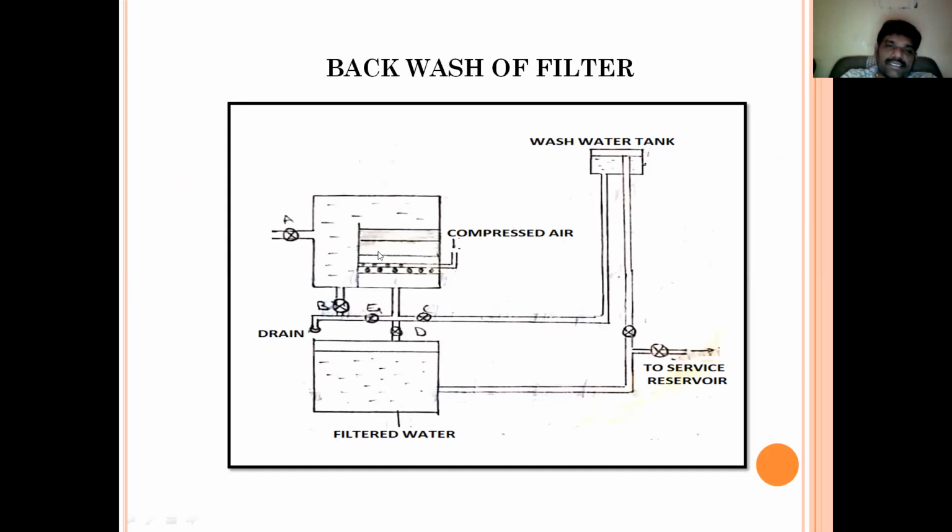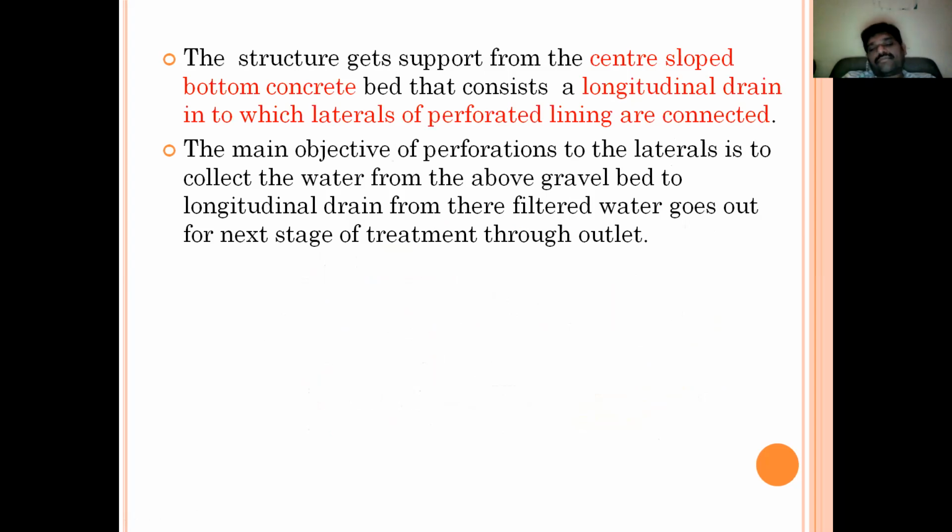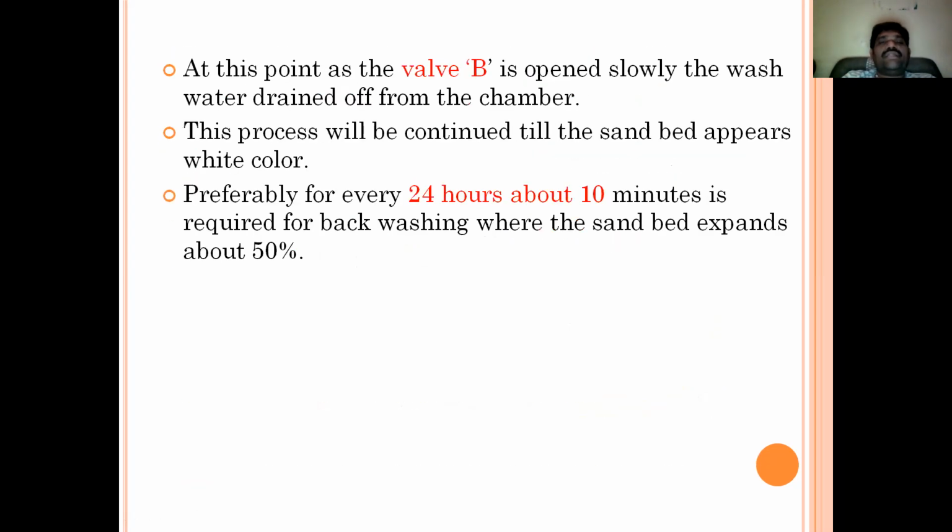See, as the water enters this chamber, the dirt, silt, clay and other impurities between the voids of the granules are released because of the action of compressed air, and they are mixed with water. As valve B is opened slowly, the same water will be taken off through the drain. Understand? That's what I mentioned over there.